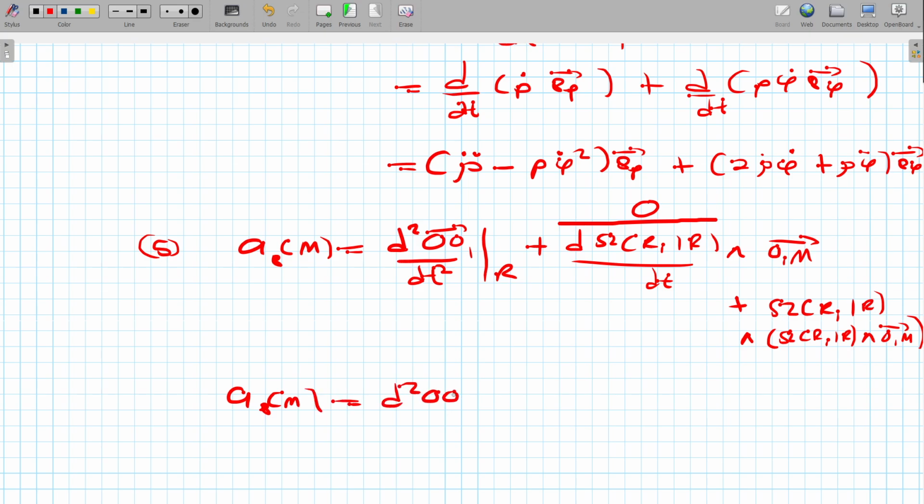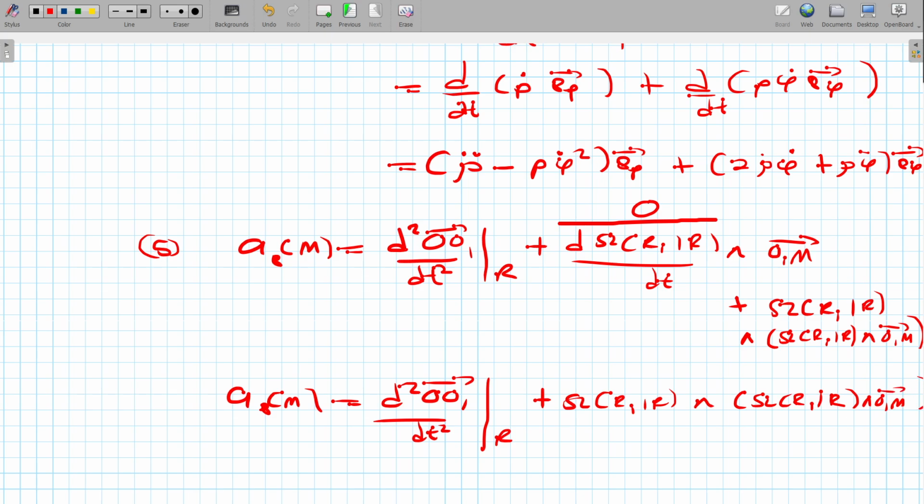So d squared O1 over dt squared with respect to R, and then plus omega of R1 with respect to R, and then vectoriel, omega of R1 with respect to R, and then vectoriel O1M, like so. Okay?